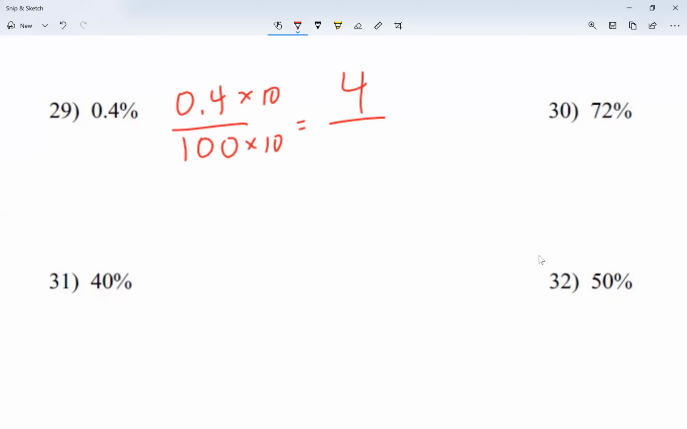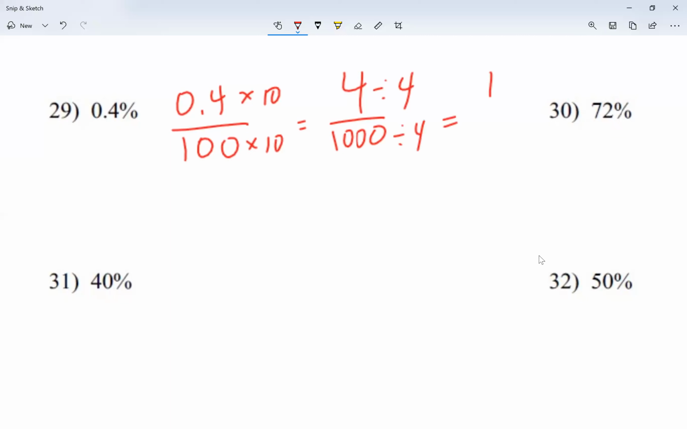So I get a 4. Again, I needed to get rid of decimals. But at the bottom, I'm going to get 1,000. Right? 100 times 10, 1,000. So my fraction is 4 over 1,000. Now simplify as much as you can. Now this one, let me divide top and bottom, let me divide each by 4.